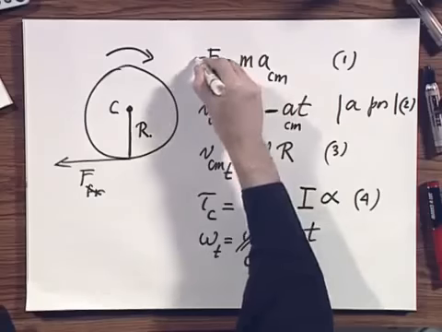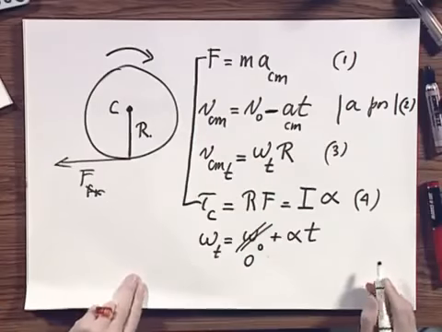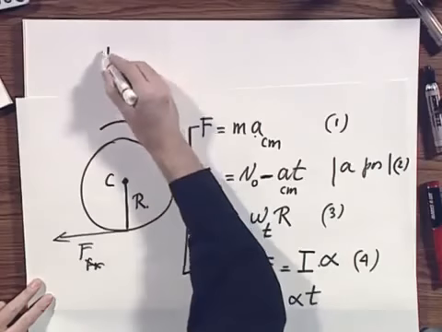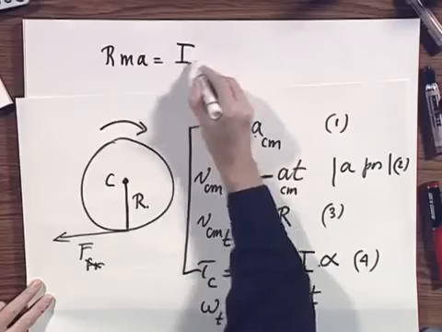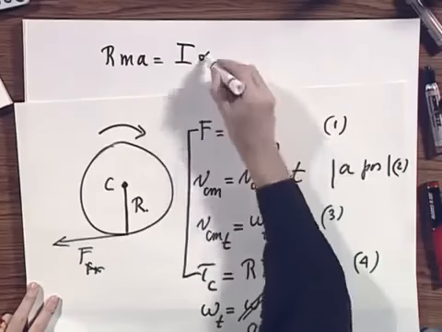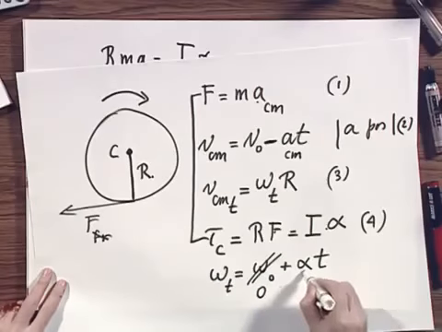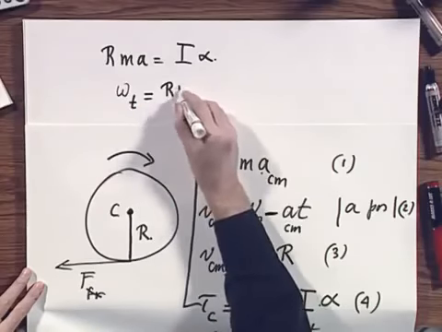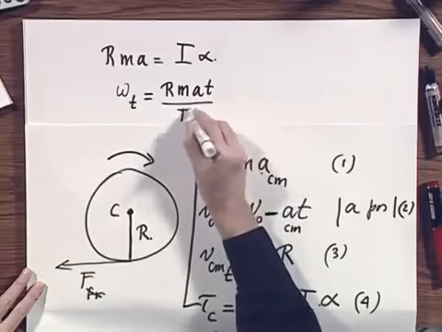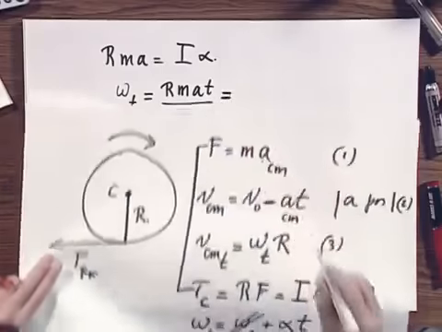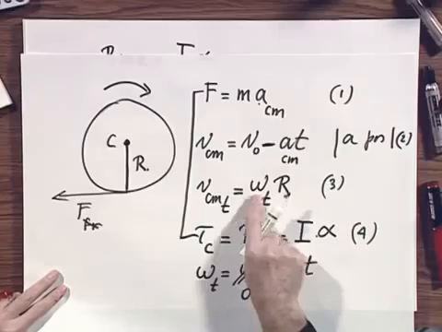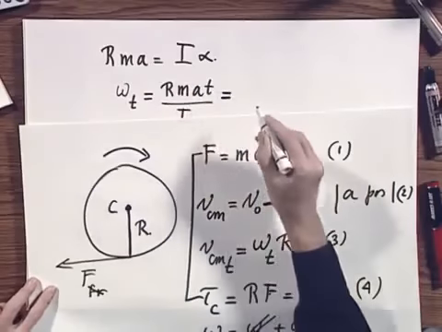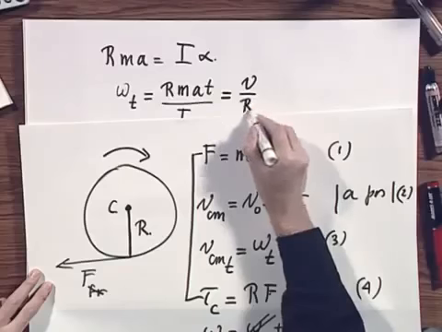I first want to combine this one with this one. And what I'm going to do, I'm going to eliminate f. And when I eliminate f between this one and this one, I'm going to get r times m times a equals I times alpha. And now I'm going to eliminate alpha by using this equation. So I'm going to write down omega t equals r times m times a times t divided by I. This now, omega t, according to this equation, is also V center of mass divided by R. I will just write V for that. That is simpler. Just as I have dropped a, also the center of mass. So this now must become V divided by R.